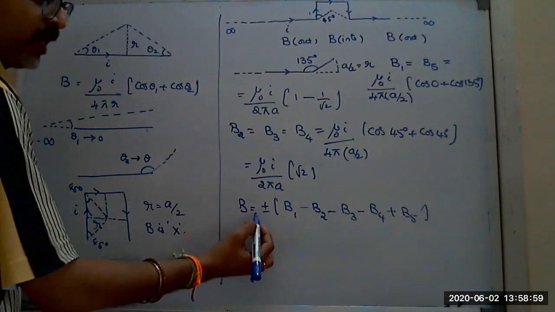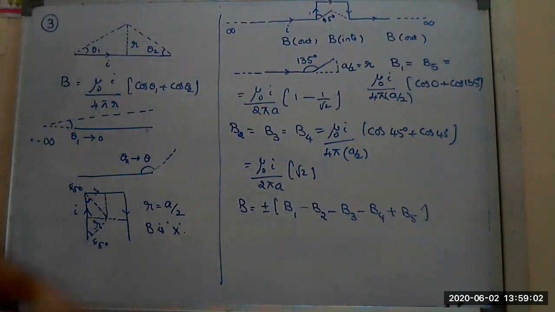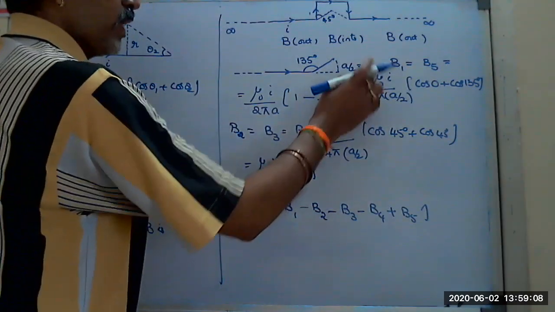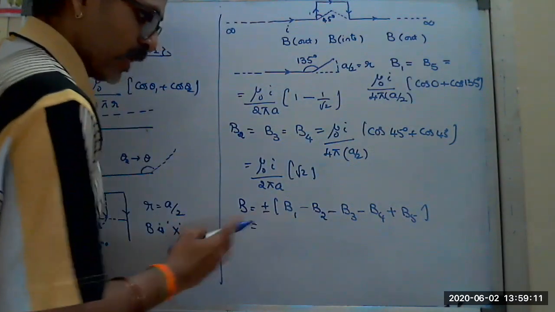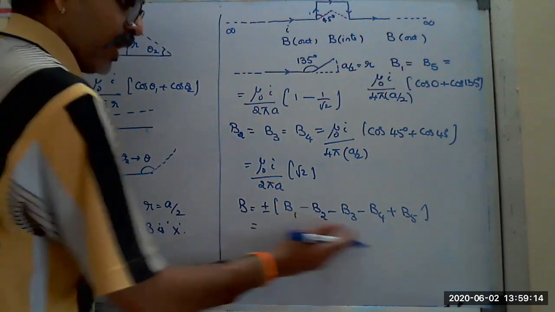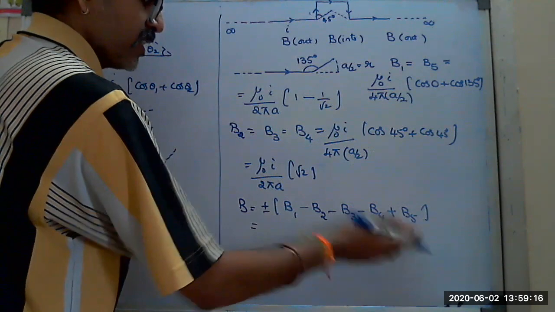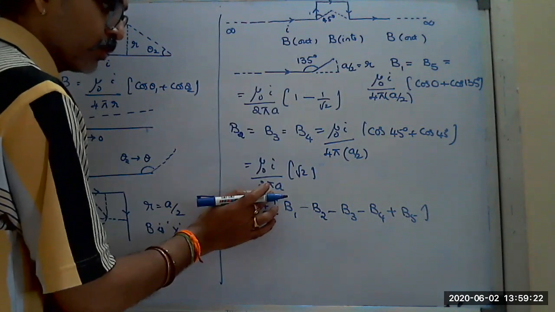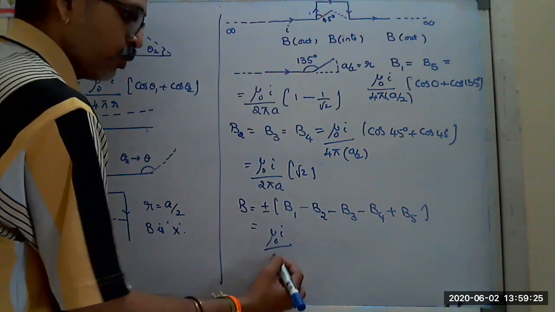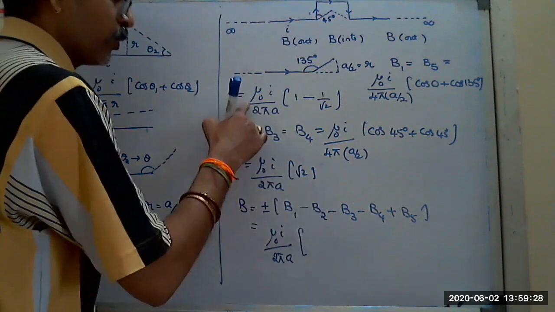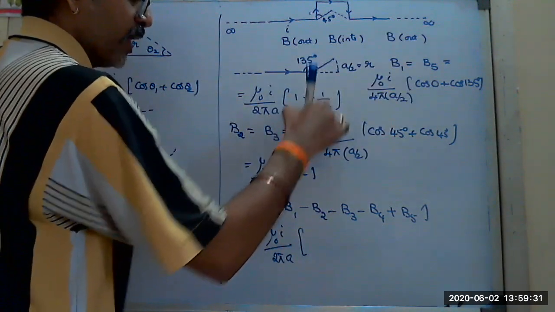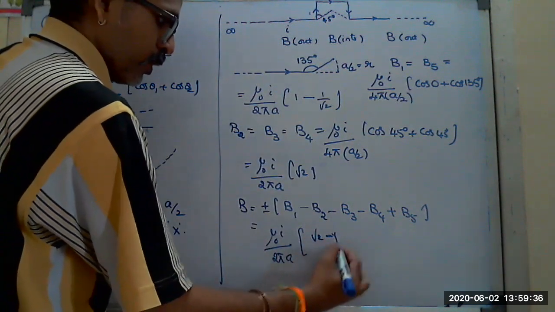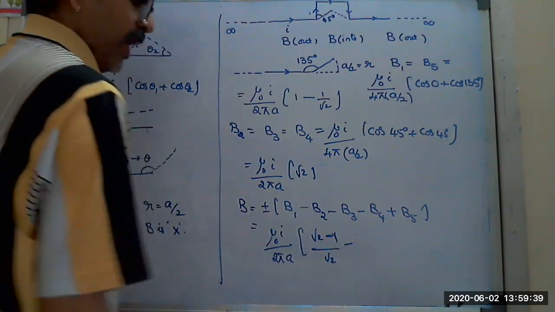So while writing the mod, you can take either plus or minus here. Since B1 is equal to B5, these two are equal, I have to write 2 times. Now, taking everything in this equation, look at mu naught I by 2 pi a, common in both. So mu naught I by 2 pi a, I am taking as common, into, in B1, I am getting 1 minus 1 by root 2. After taking LCM, root 2 minus 1 by root 2, minus B2.